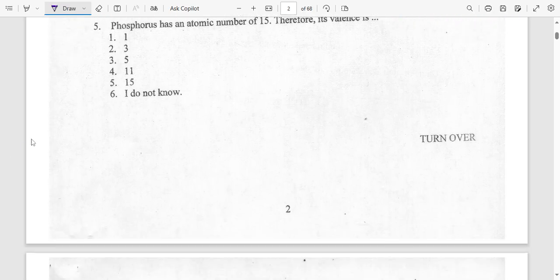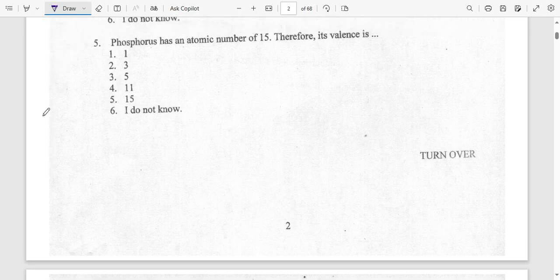Phosphorus has an atomic number of 15. Therefore, you can write the electron configuration 2, 8, 5. The outermost electrons are known as the valence electrons, so you have got 5 valence electrons.